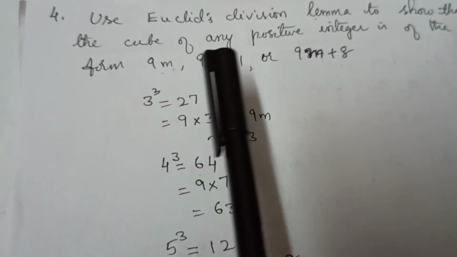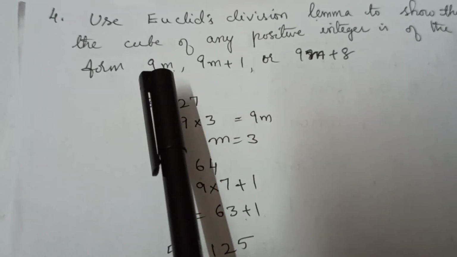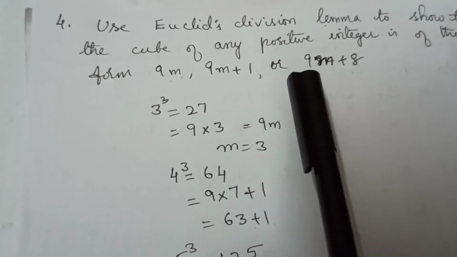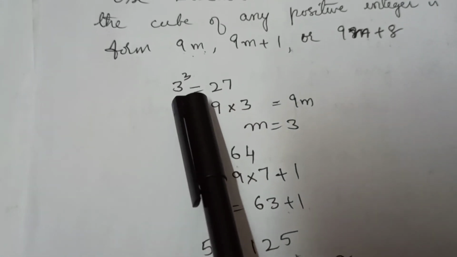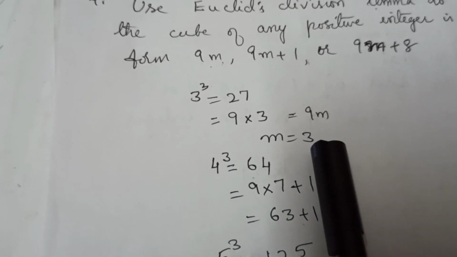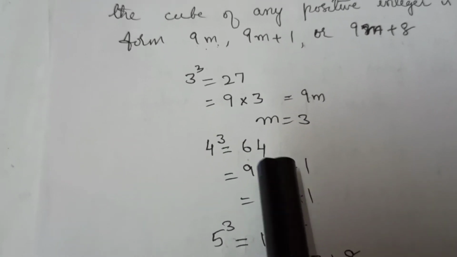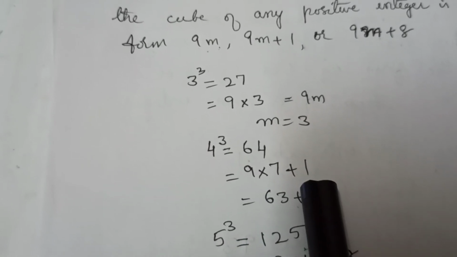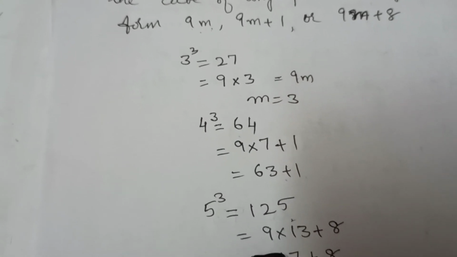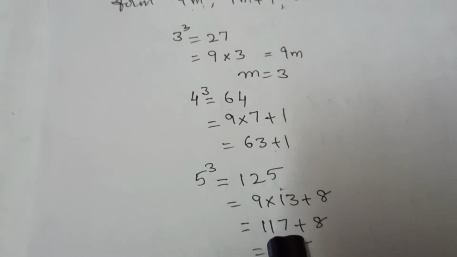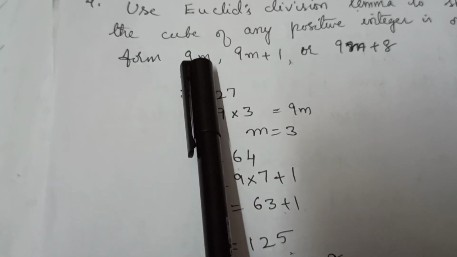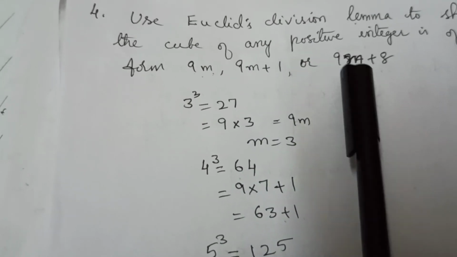Coming to the fourth problem, use Euclid's division lemma to show that the cube of any positive integer is of the form 9m plus 1 or 9m plus 8. So here 3 cube is 27, that is 9 into 3, that is equal to 9m, m equals 3. 4 cube is 64, that is 9 into 7 plus 1, that is 9 sevens are 63 plus 1, 64. 5 cube is 125, that is 9 into 13 plus 8, 117 plus 8 is 125. So we have proved 9m plus 1 or 9m plus 8.